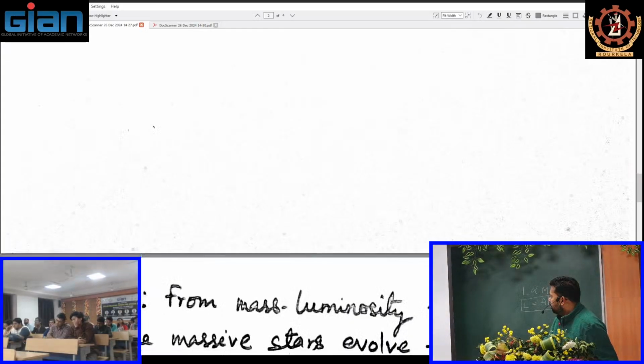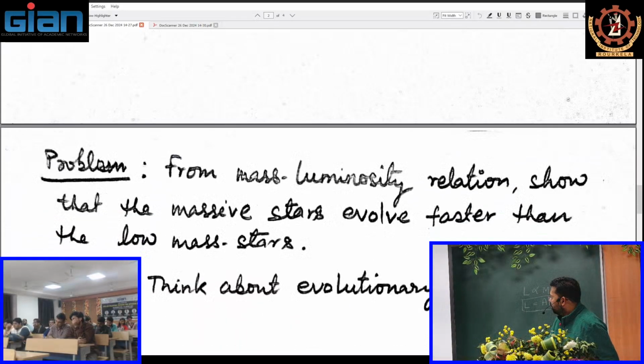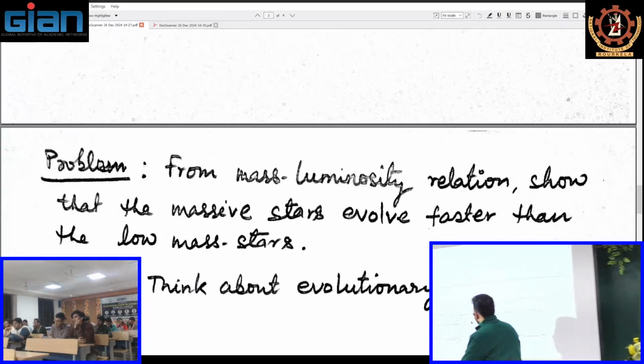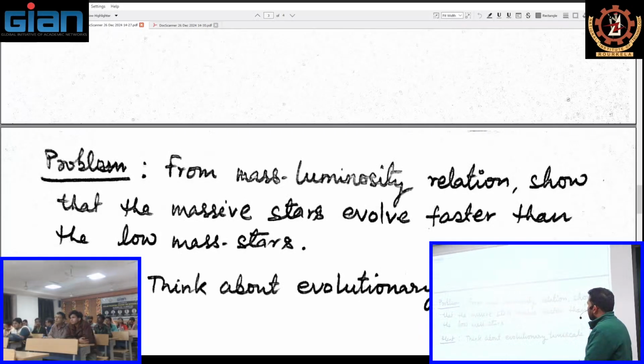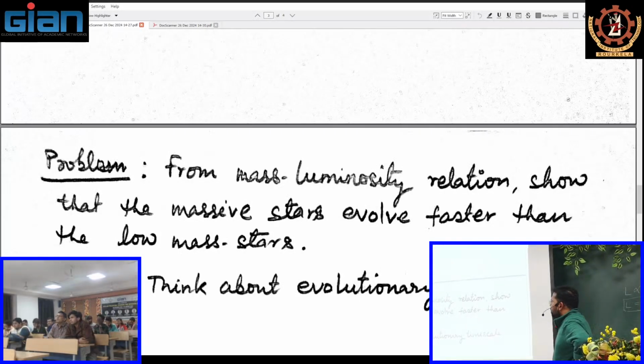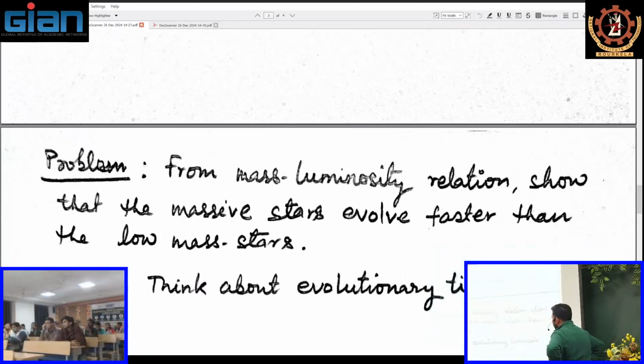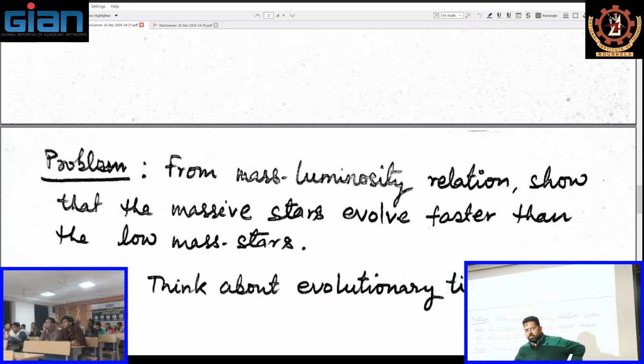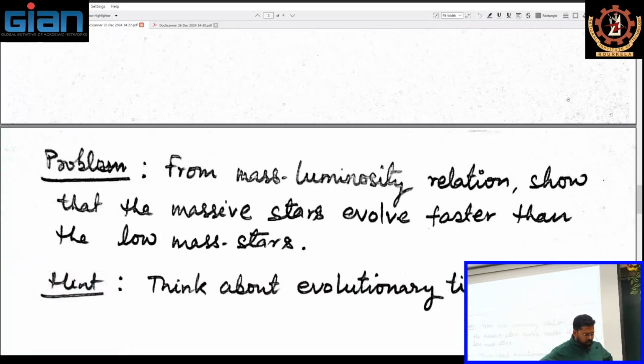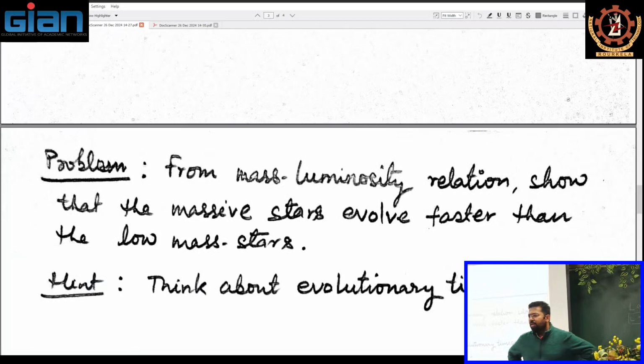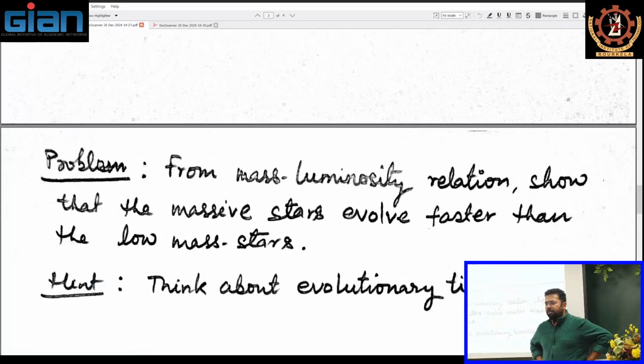Now you can take another example, an argument, and you can verify this argument. The argument is that, using the mass-luminosity relation, you have to prove that massive stars evolve faster than low mass stars. Can we prove that somehow?